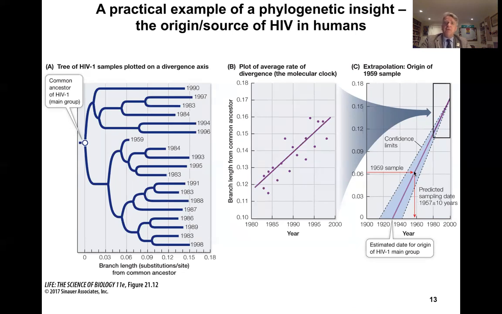So feeling confident about being able to predict the 1959 sample, we can extrapolate out to the origin, and we can see that HIV-1 likely transferred from a common ancestor lineage that is infecting chimpanzees to humans at a time that extends from about the midpoint of World War I to about the midpoint of World War II. Clearly a time period of global upheaval.